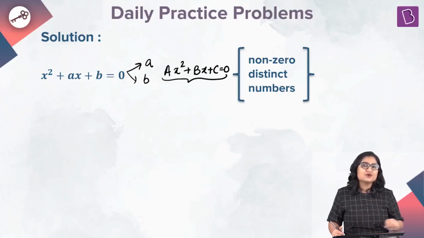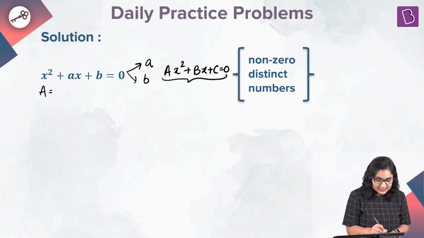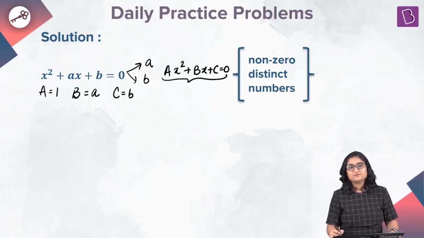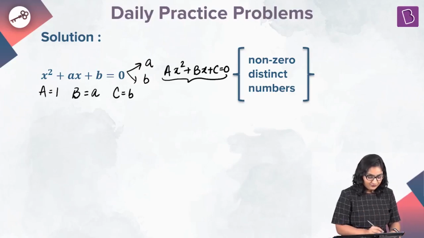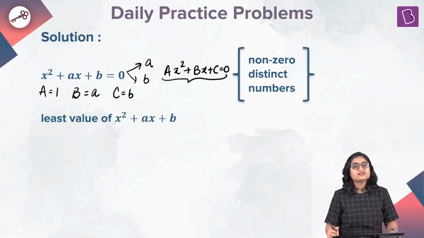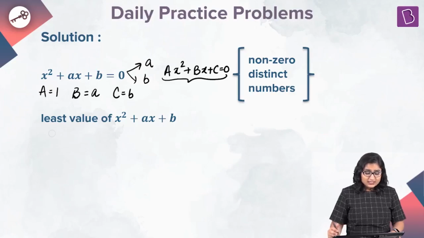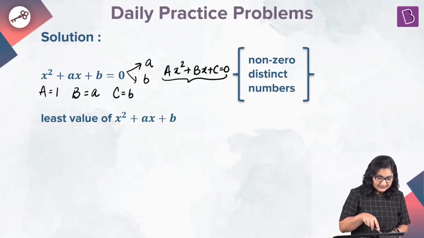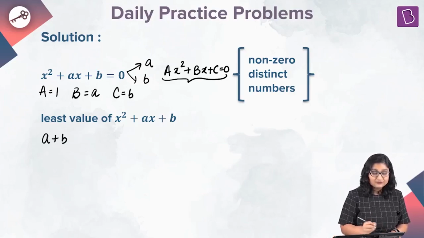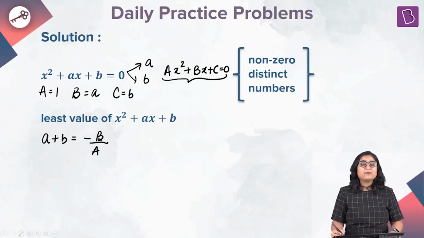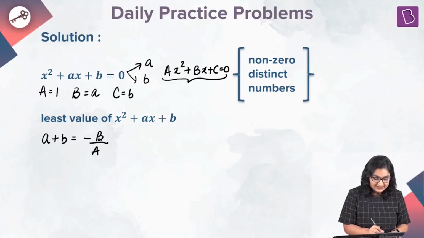Now, if I compare these two given quadratic equations, I'll get capital A is equal to 1, capital B is equal to a, and capital C is equal to small b. Now, using this, we have to find out the least value of x square plus ax plus b. All right. So what I do next is I calculate the sum of the roots. Sum of the roots would be a plus b, and this is equal to negative of capital B divided by capital A. Now we know that capital B is small a and capital A is 1. If we put those values in this equation, we will get a plus b is equal to negative of a.